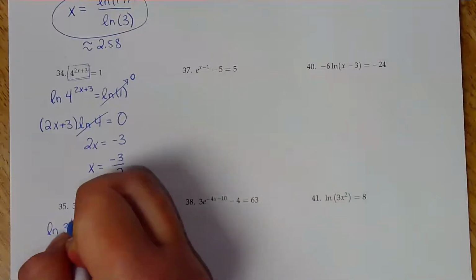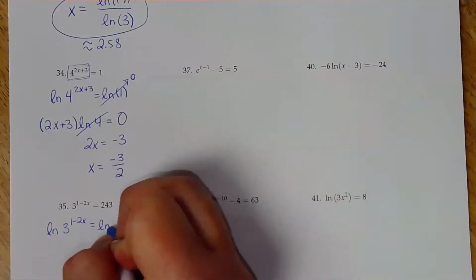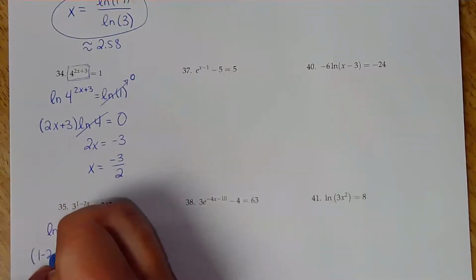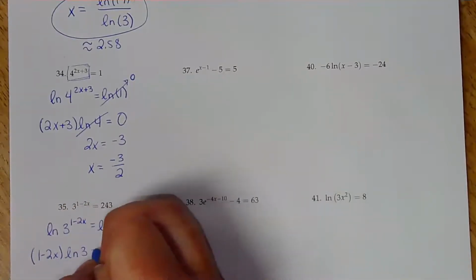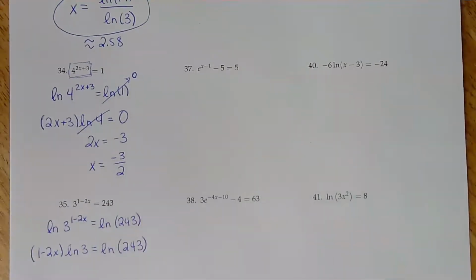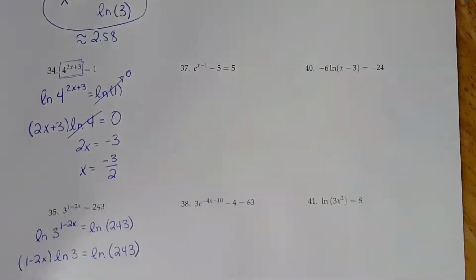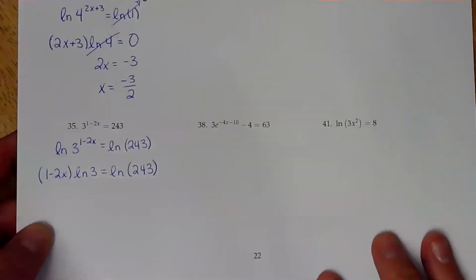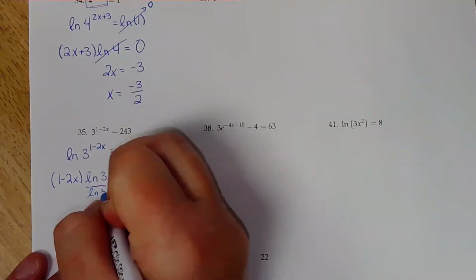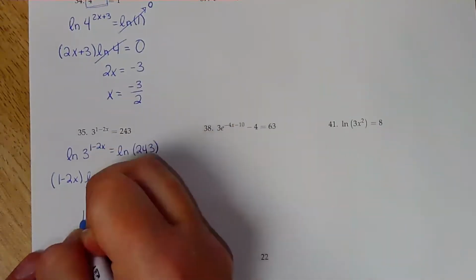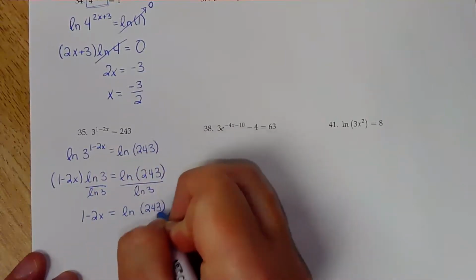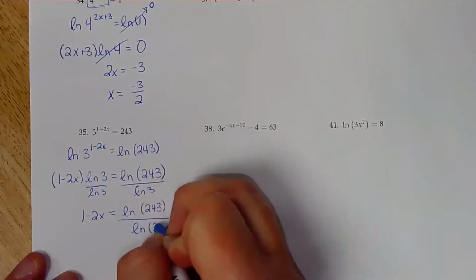So ln of 3 to the 1 minus 2x is equal to ln of 243. That gives me 1 minus 2x times ln of 3 is equal to ln of 243. And then I'm going to divide both sides by ln of 3, so I'm isolating that 1 minus 2x there. 1 minus 2x is equal to ln of 243 over ln of 3.